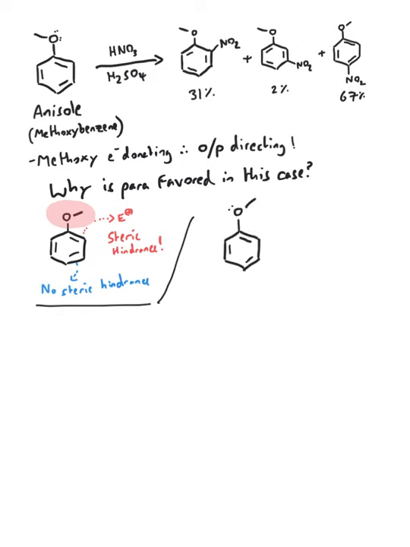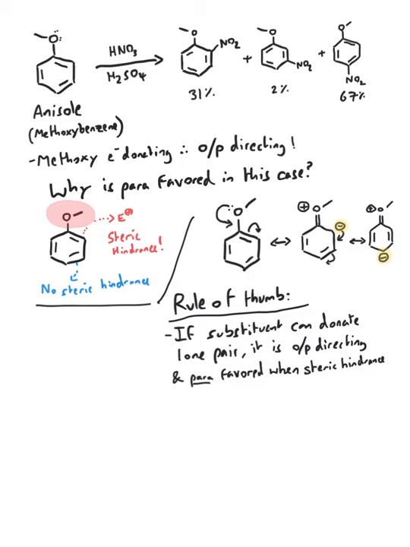An alternative way of looking at this is if we draw the resonance structures of the starting material where the oxygen is donating its electrons into the ring. You will notice that we get negative charge on the ortho position and the para position. So it would make sense that these are the positions that are acting as nucleophiles in the mechanism. This also applies to all electron donating substituents, so therefore the rule of thumb is if the substituent can donate a lone pair, it is always ortho-para directing.